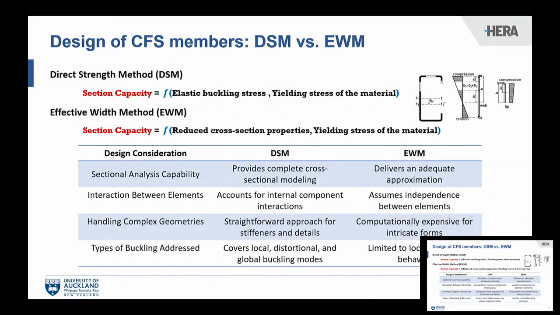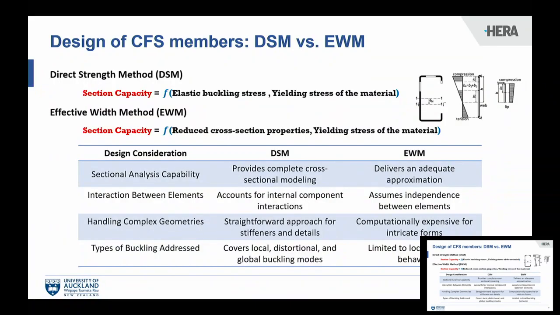About the design of these elements, we have two design methods in the world. The effective width method, which is the one that Eurocode specifies. And we also have the direct strength method, which is most common in Australia, New Zealand, and the US.